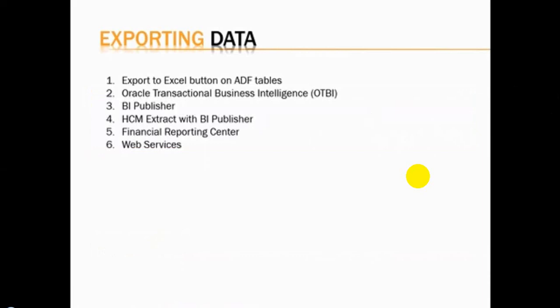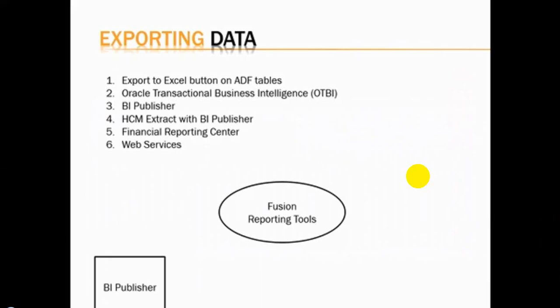So for exporting data out of the Fusion applications, we have a varied number of tools available. Number one, the typical legacy BI Publisher, traditionally we call it XML Publisher. How we use the XML Publisher to export data out of any legacy application.